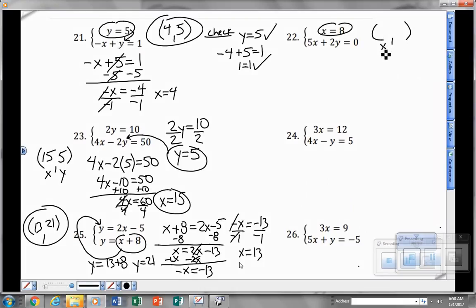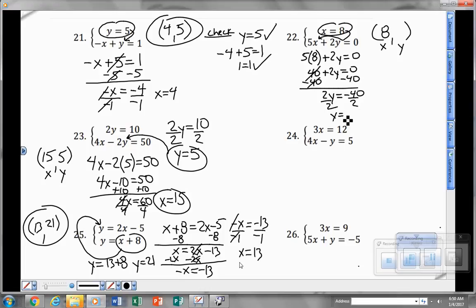All right, 22. In this problem, they're giving you x. x is already solved for, so again, take that x, substitute it into x in the other equation. So 5 times 8 plus 2y equals 0. That will give me 40 plus 2y. And then to solve for y right there, I take away 40 on both sides. That gives me 2y equals negative 40. And then right there, I divide both sides by 2. And that gives me y equals negative 20. So that point is 8 for x, negative 20 for y.